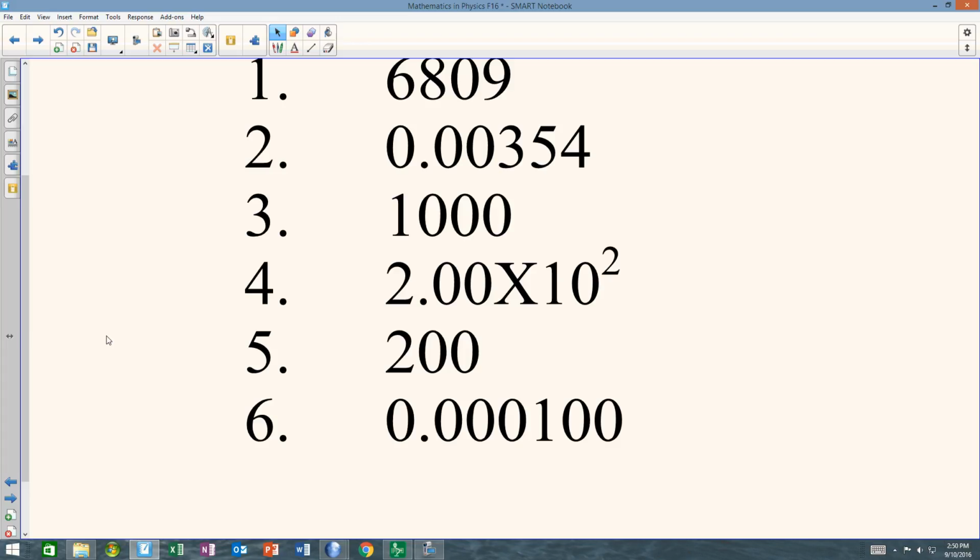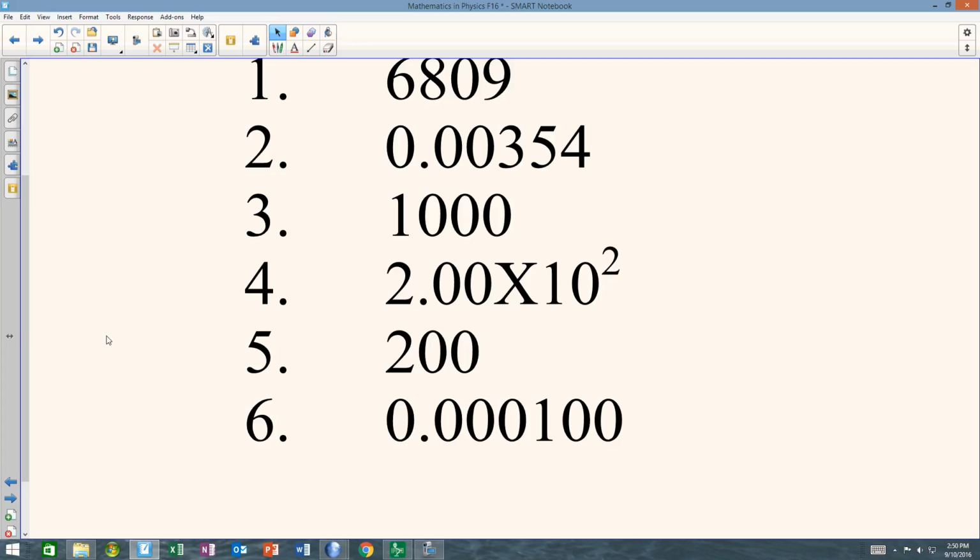So if this had been 0.35400, then of course those 2 zeros would be significant. In this case, though, we have 3 digits that are non-zero. We have none that are zeros in between those numbers, and we have no final zeros after the decimal place. That leaves us with 3 significant digits.